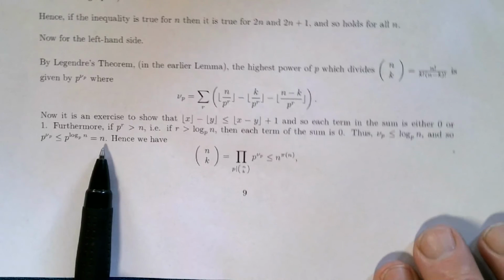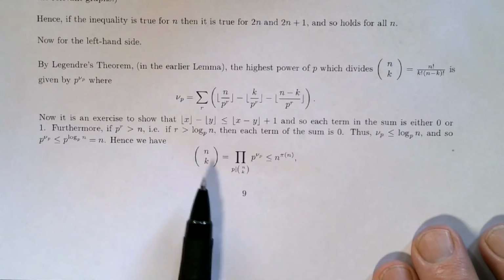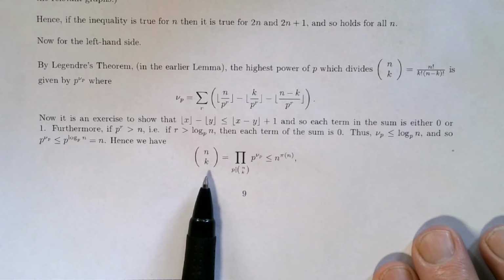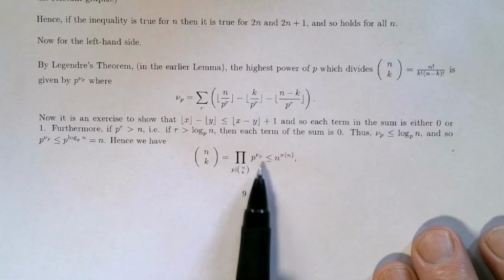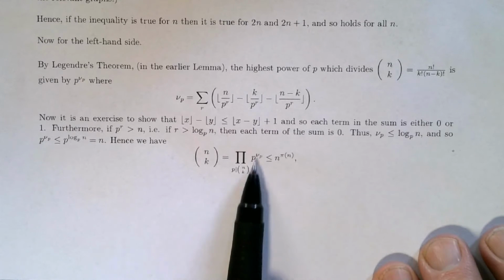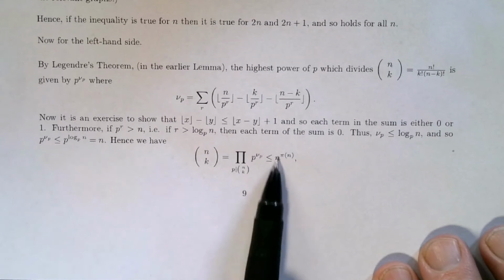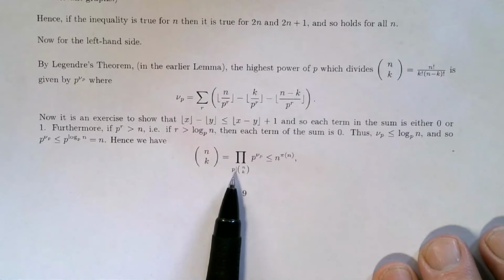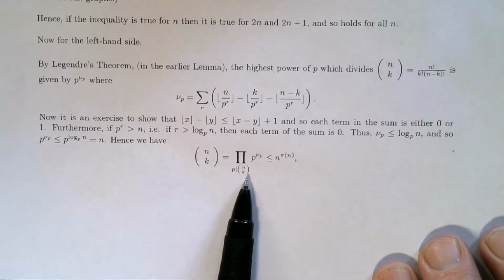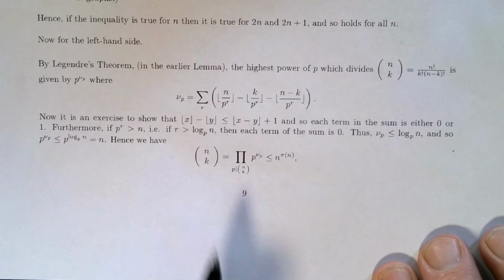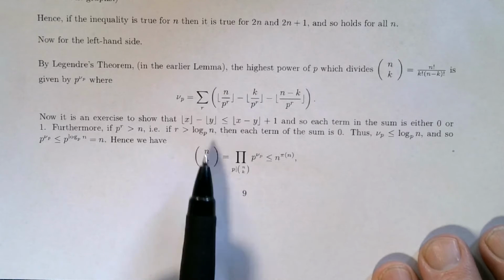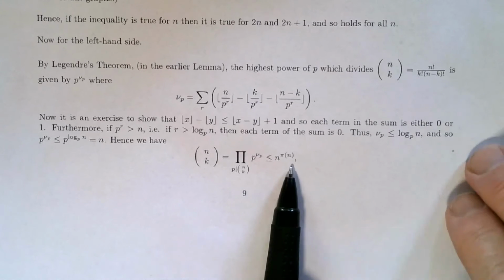That tells me then that the binomial coefficient n over k is going to be the product of all the primes that divide n choose k to their respective prime powers, and my p to the nu p is less than n, and the primes have to be less than n, and so I take not just the primes that divide this, but all the primes less than or equal to n, and that's pi of n. So that gives me a fairly coarse inequality: n choose k is less than n to the pi of n.